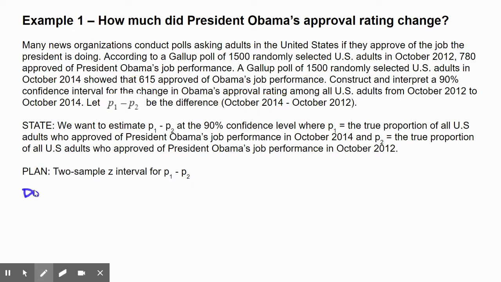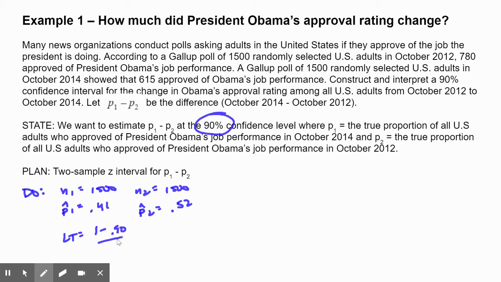Okay, so now when we do the problem, again, it's good to revisit your numbers. So n1 is 1,500, and then p hat 1 was, I believe, 0.41. n2 was 1,500. And p hat 2 was 0.52. Okay, so now we need to find our z star. So our left tail area is going to be 1 minus your confidence level, 90%, 0.90, divided by 2. That's 0.10 divided by 2, which is 0.05. And now I'm going to go find my z star on the stats applet.